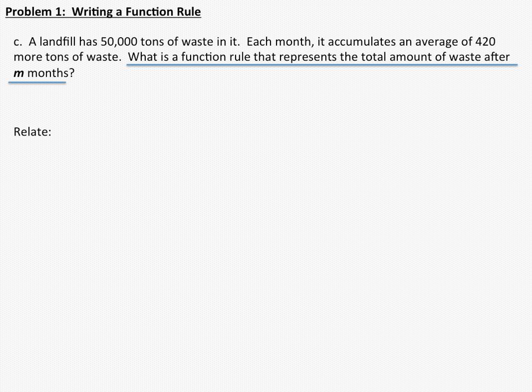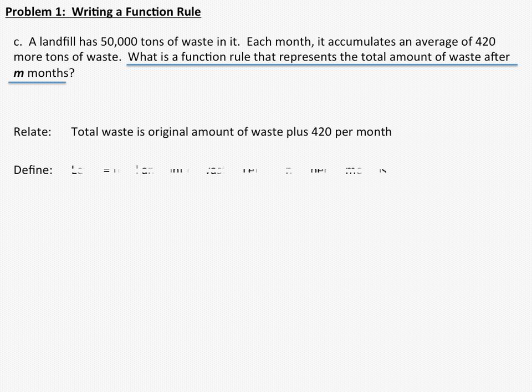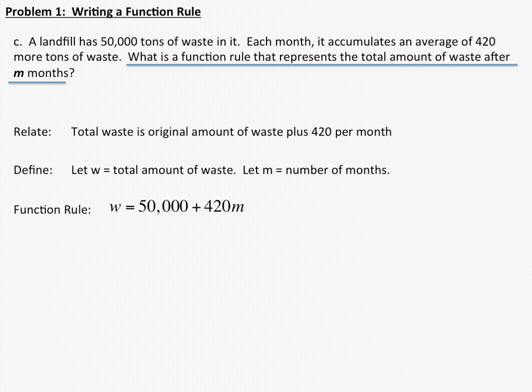Alright, so the amount of waste depends on the number of months. The total waste is the original amount of waste plus 420 every single month, so 420 per month. My variables are going to be w, the total amount of waste, and m, the number of months. So the function rule would be w equals 50,000 plus 420m. That's 420 times the number of months, and it started at 50,000.